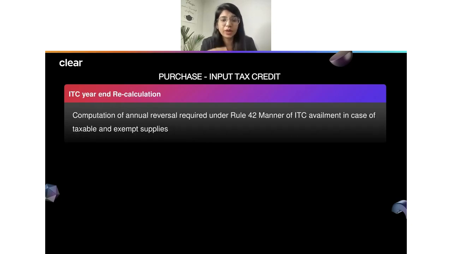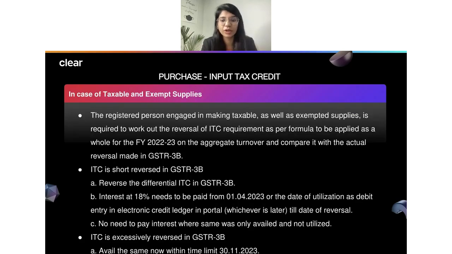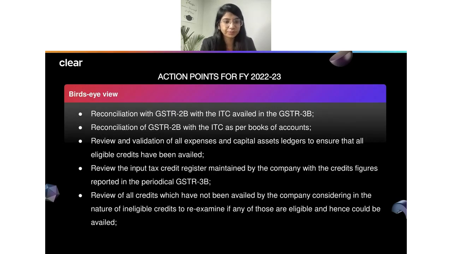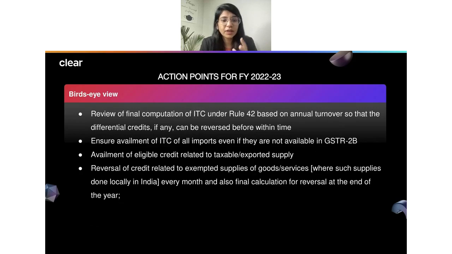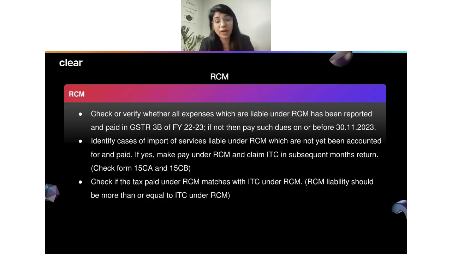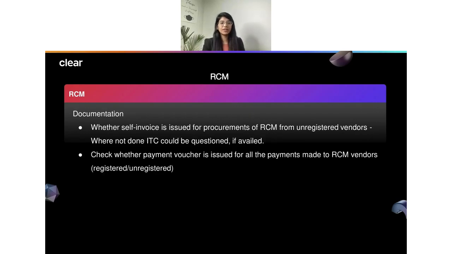Then when it comes to Rule number 42 and all, you have to do the recalculations. So do those recalculations while you're filing your March return period, and also pass the adjustment entries in the books of account. So these were some main points which we should keep in our mind when it comes to the sales side, purchase side, filing the forms, looking at the RCM thing, looking after the expenses side, right? This is something we should always keep in our mind.